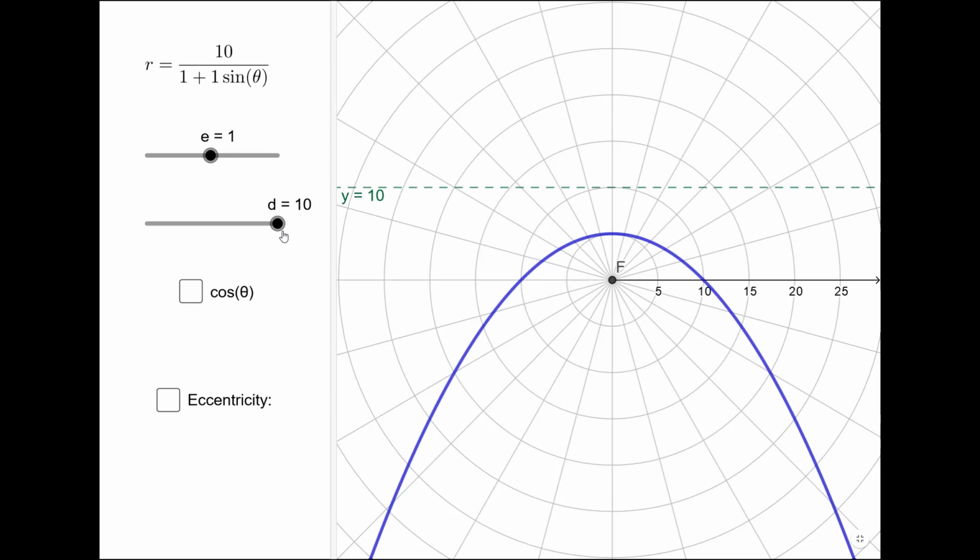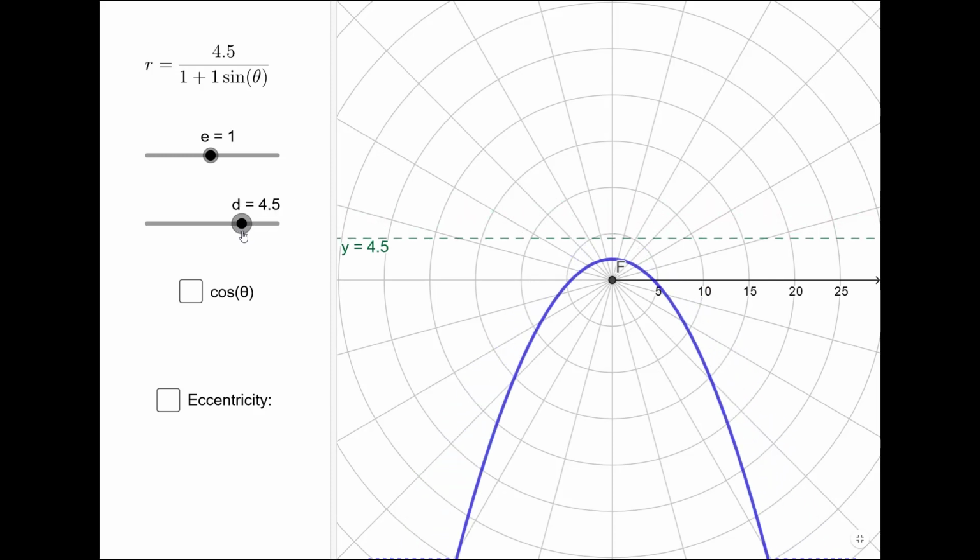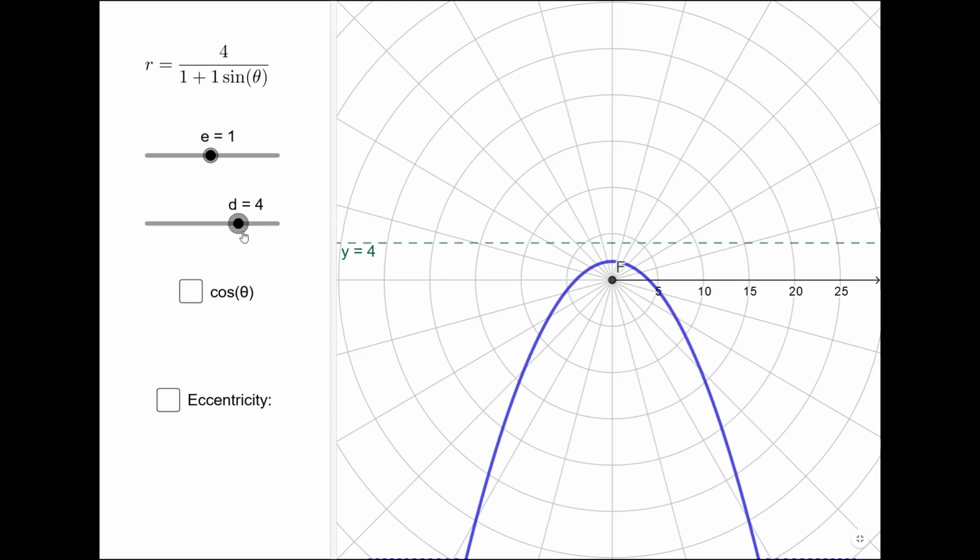What I want us to look at is what happens if I start changing the value of the eccentricity, or the value of the directrix, or if I change it from sine to cosine. How does that impact the shape of the graph? Let's start with the directrix. Right now our directrix is at y equals 10, a horizontal line above the origin, and the graph opens down. If that number gets smaller, it's still a parabola, it still opens down, it's just becoming a smaller and narrower parabola.